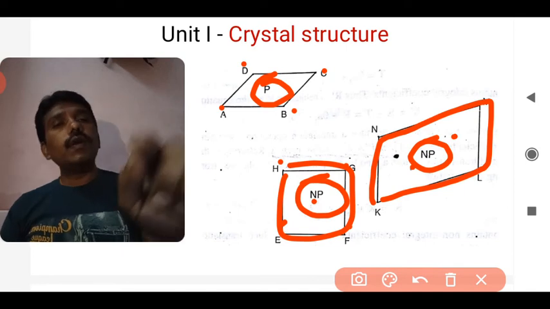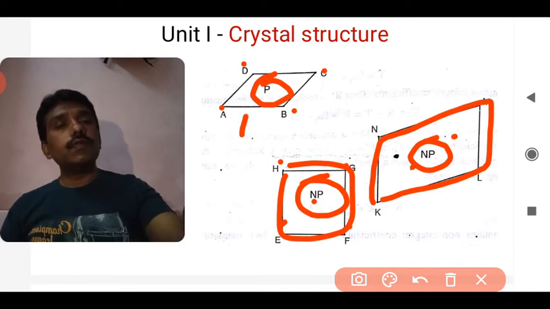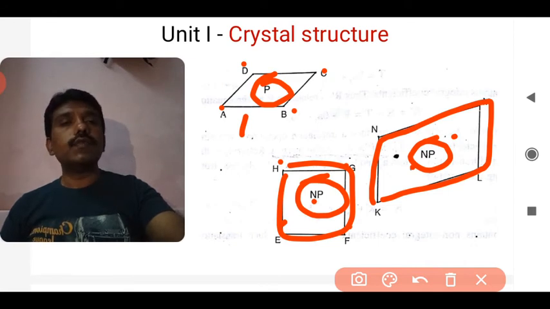If you look at all these cases, this first one is the case where all the points are exactly on the corners, and that's why the effective number for this type of ABCD primitive unit cell is going to be 1.